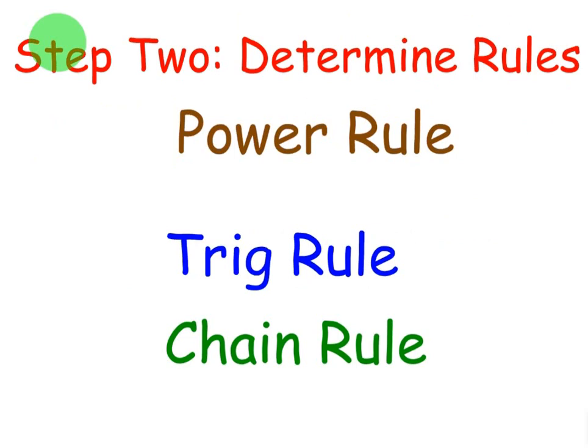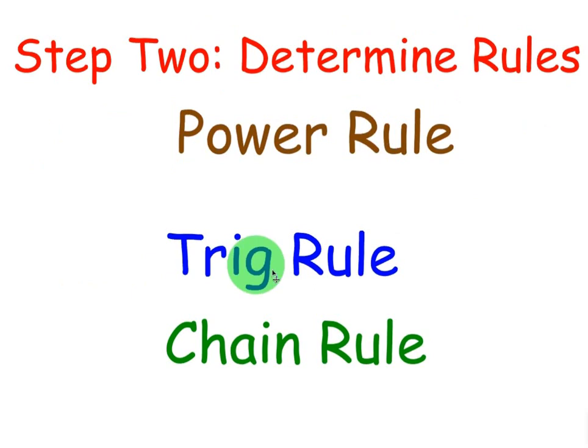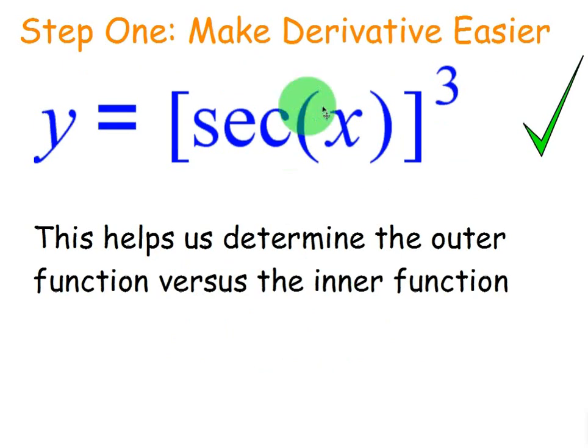So which rules are we going to apply here? Well, first of all, we're going to have the power rule because we have a power here, the 3. We're going to use the trig rule because we have the derivative of secant. And certainly we're going to use the chain rule because we have a trig function inside of basically what would be considered a polynomial function.